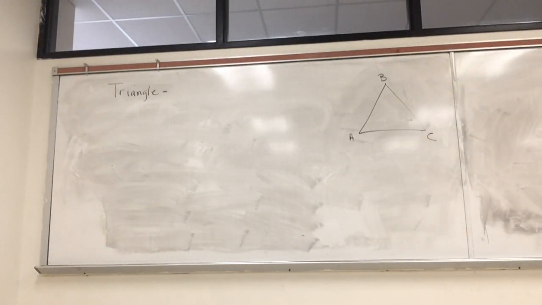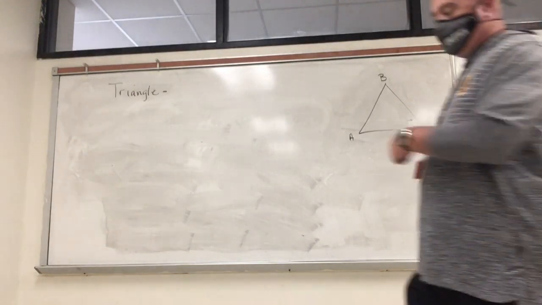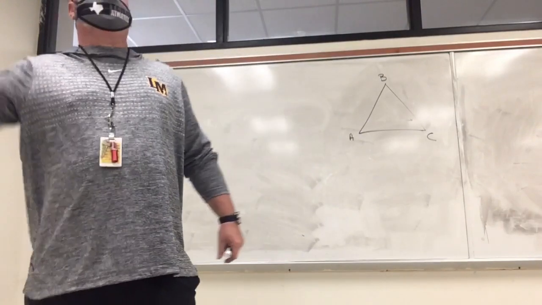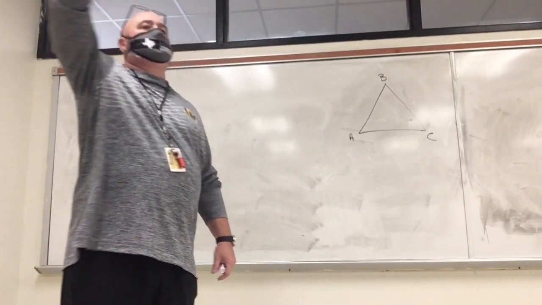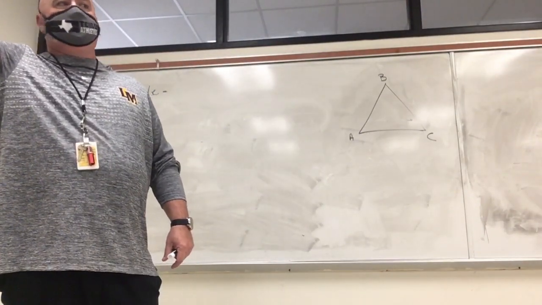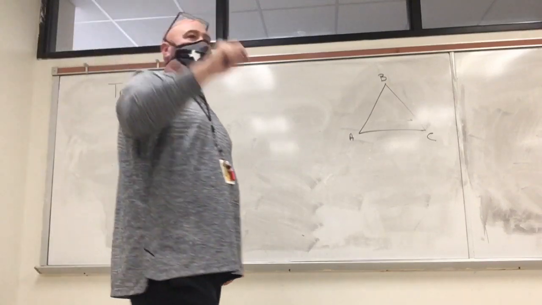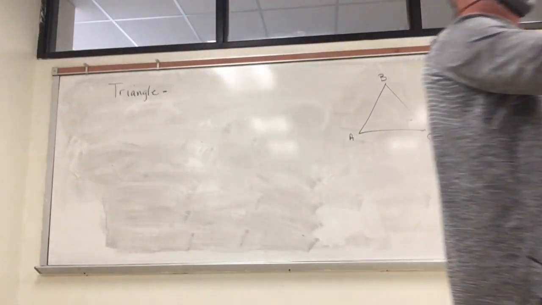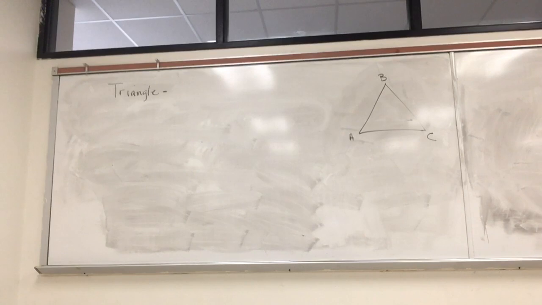Can anybody tell me what a triangle is? A shape. Yeah, it is a shape. Is it a two-dimensional shape or a three-dimensional shape? It's two-dimensional. So it can be classified as a polygon, because a polygon is two-dimensional.